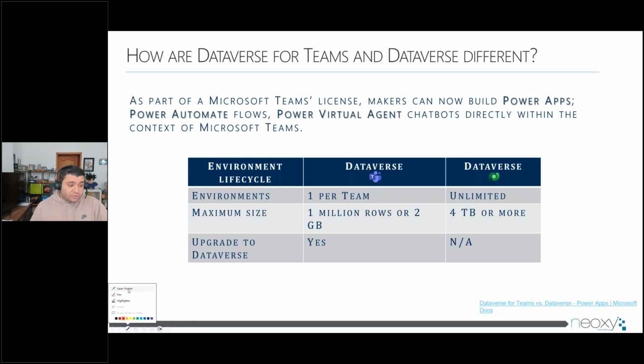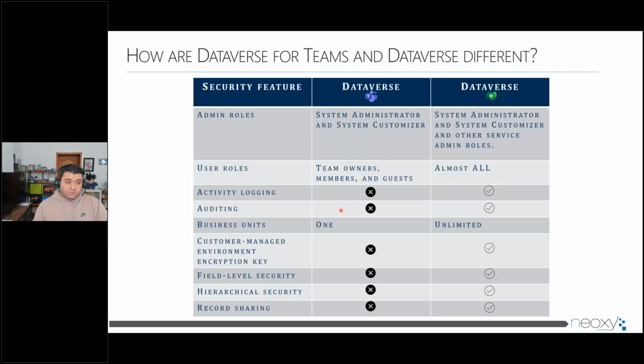A good recommendation from me is, if you don't know where the storage will go because it's a brand new project, or you have no real guidelines or requirements from your business, always start with Dataverse for Teams, because you have the option to upgrade. If you remain below 2 gigabytes or 1 million rows, fair, it's free, use it. But if you have to go beyond that, you can always upgrade to Dataverse.